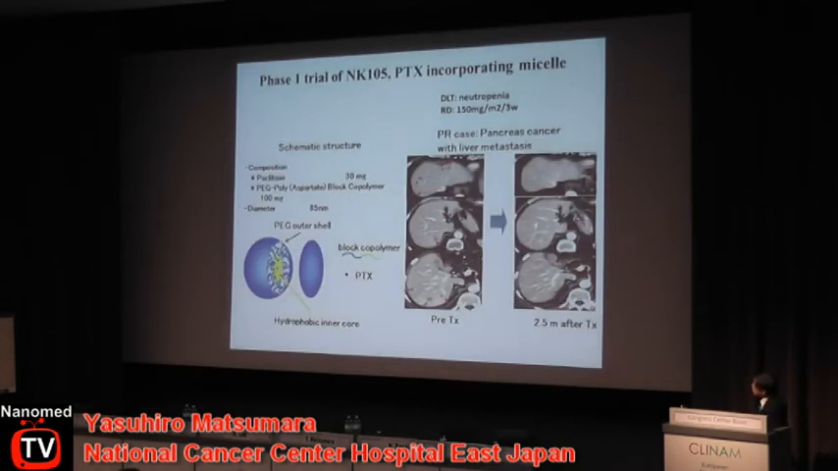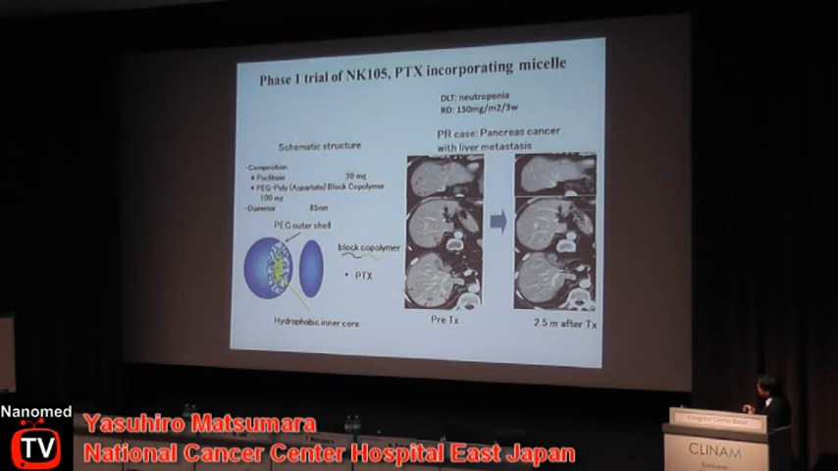The next subject is NK115, paclitaxel incorporating micelle. The size of NK115 is about 85 nanometers in diameter, and studies show higher accumulation of NK115 in the tumor tissue and potent anti-tumor activity. Then we conducted a phase 1 trial, and we found that NK115 was well tolerated and showed anti-tumor activity.